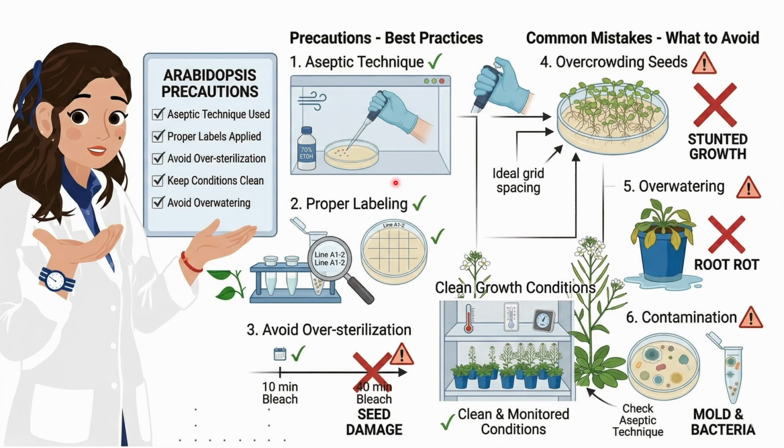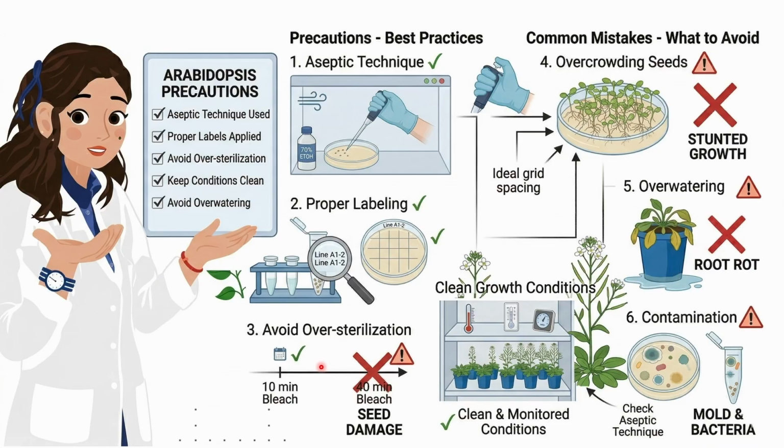So here we have some golden rules of the Arabidopsis lab. Even with the best equipment, some lapses in technique can lead to big errors in your data. So here are some checkpoints that we need to keep in mind when we are growing Arabidopsis. First thing is that we need to follow aseptic technique to avoid any fungal contamination. Next, we need to properly label all our samples so that we are not mixing them.